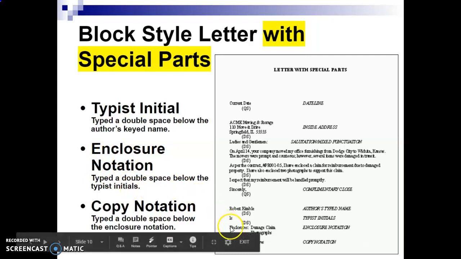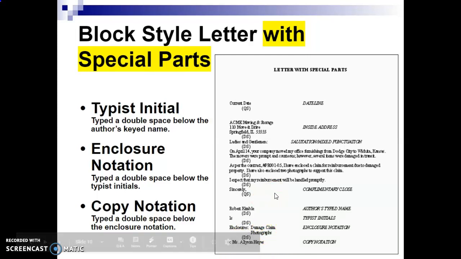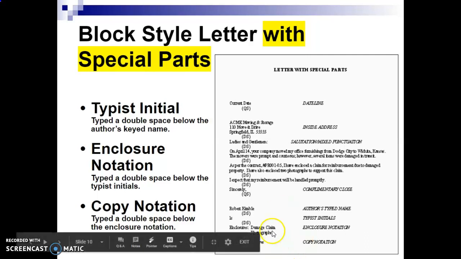Enclosure notation right here: Enclosures, damage claim, and photographs. So whatever a damage claim is and photographs, pictures, are included with this letter. And then a copy notation down here at the bottom. This shows that Miss Allison Hayes has been copied. So whoever Allison Hayes is, they received a copy. And it's indicated by just a simple C at the bottom.